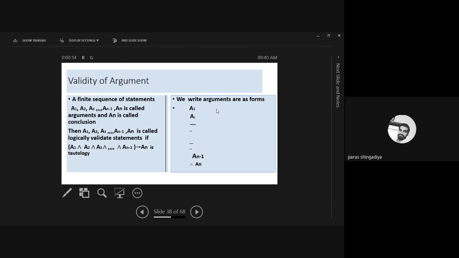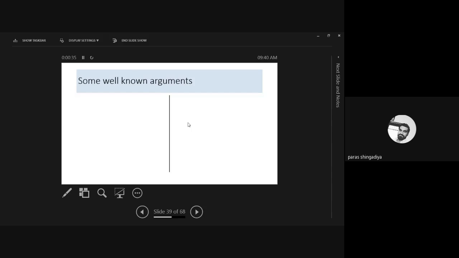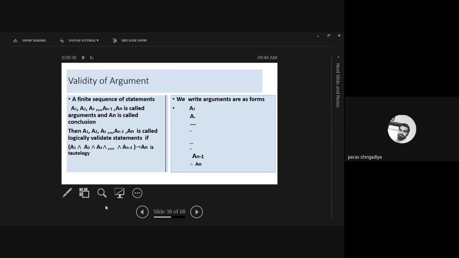Clear? We have this sequence as given in this question: A1, A2, A3, A4 up to AN. So first we define one formula, and then we'll check whether this formula is valid or not. So which formula do we define?